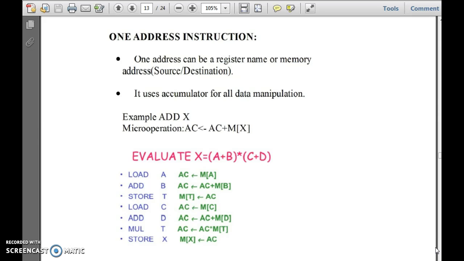Now if we take x equals a plus b into c plus d, how will we write the instructions? We load the value of a into the accumulator and add the accumulator value with b. Similarly, we need the accumulator to perform the operation c plus d. The accumulator already has the value of a plus b, so the accumulator value is moved to a temporary register. Again, the c plus d operation is performed in the accumulator. Now the temporary register value is added with the accumulator, and finally the value is multiplied and moved into the accumulator, and the accumulator value is moved to X.